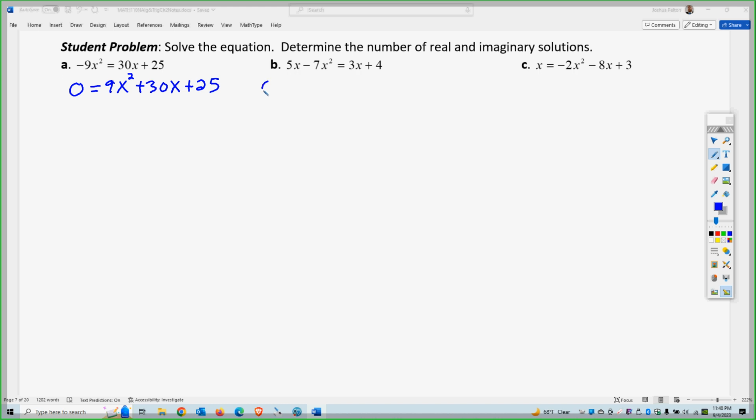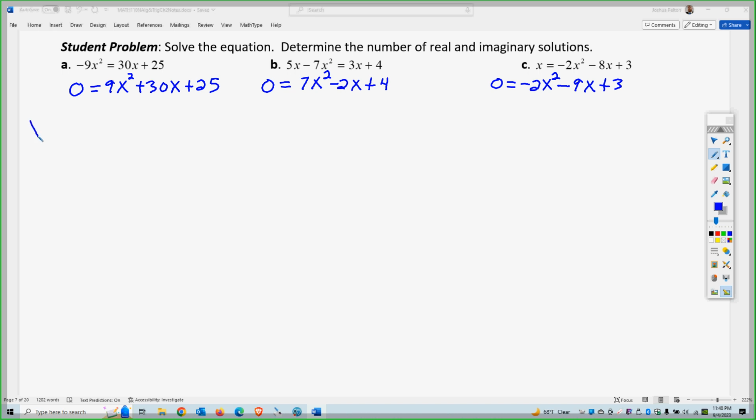And then let's see if I do the same thing here. We'll put everything on the right. So 0 equals, so 7x squared. So if I minus 5, that's minus 2x plus 4. And if I minus the x, I get 0 equals -2x squared minus 9x plus 3. So on the example problems, I put the 0 on the right. On the student problems, I put the 0 on the left. But I'm trying to dictate it doesn't really matter which way you do it.